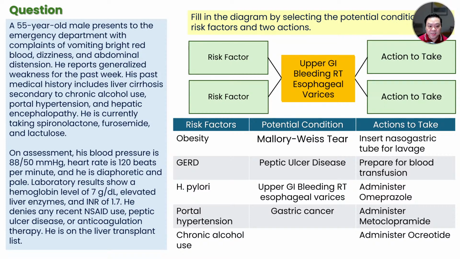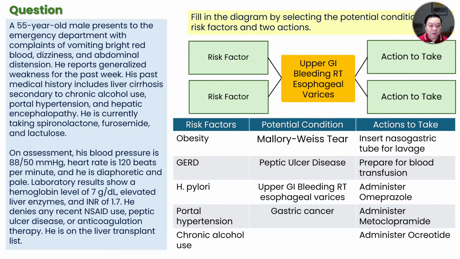alcohol use. Now, the patient symptoms that we are seeing in the scenario included the vomiting of bright red blood, also hypotension and tachycardia, which indicate hypovolemic shock secondary to the upper GI bleed. And he also has a history of liver disease and portal hypertension, which also increase the likelihood of variceal rupture and bleeding.